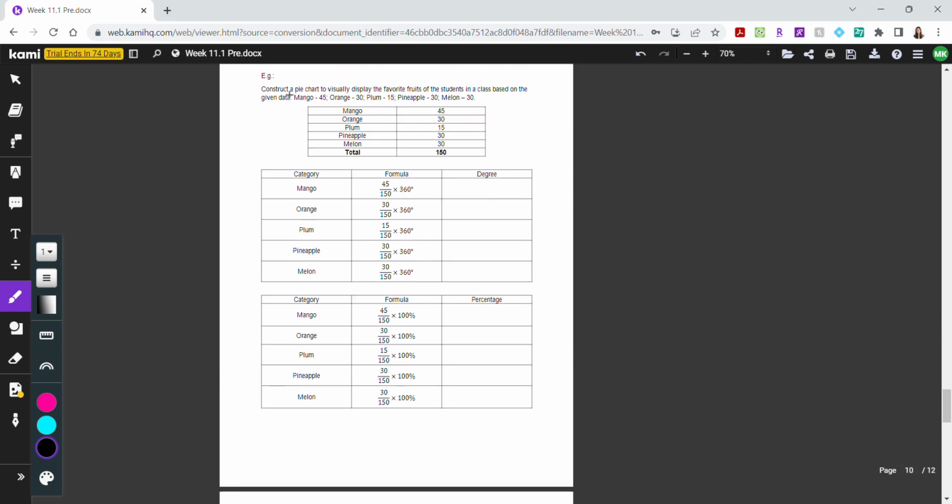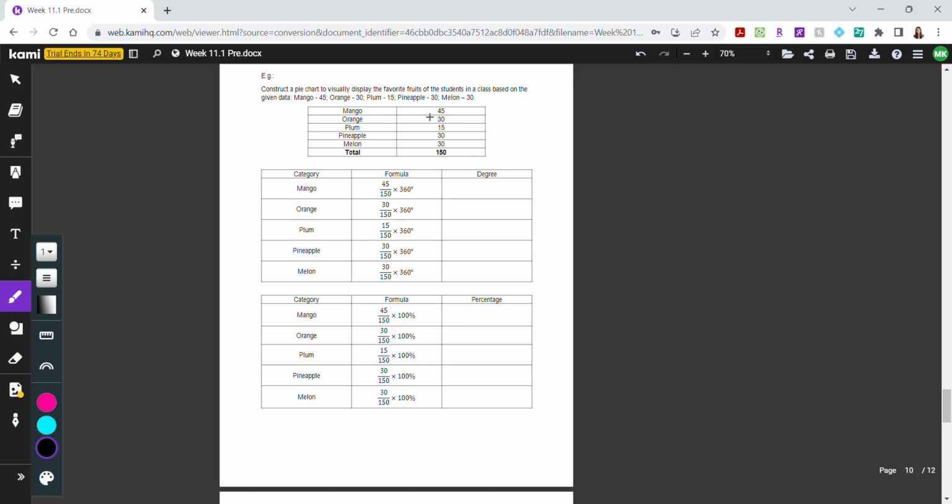So let's look at this. So we're given this question. Construct a pie chart to visually display the favorite fruits of the students in the class based on the given data. So mango is 45, orange is 30 students, plum is 15, pineapple 30 students, and melons 30. All right. So we were given this, and then I've already compiled it into a data table.